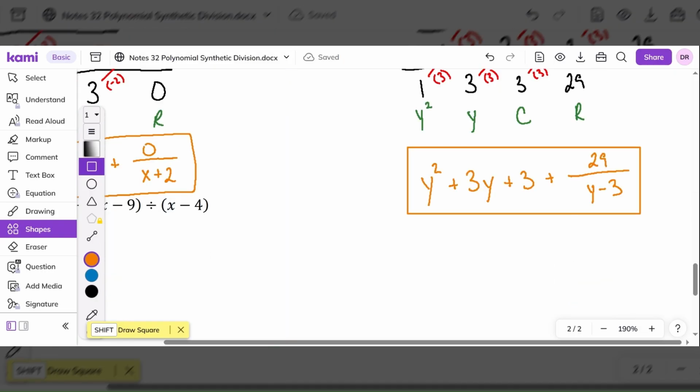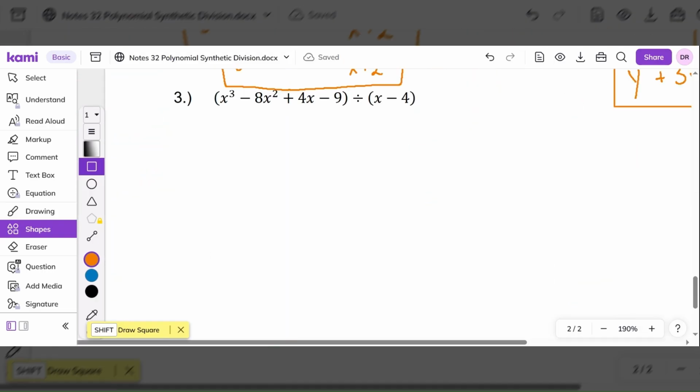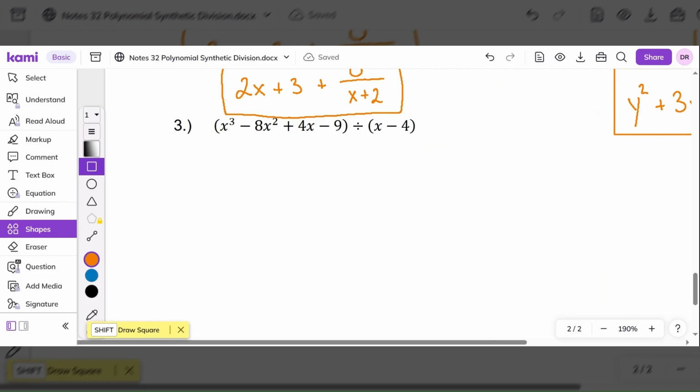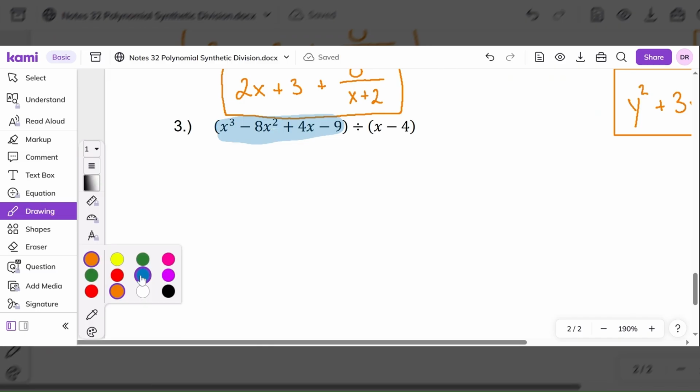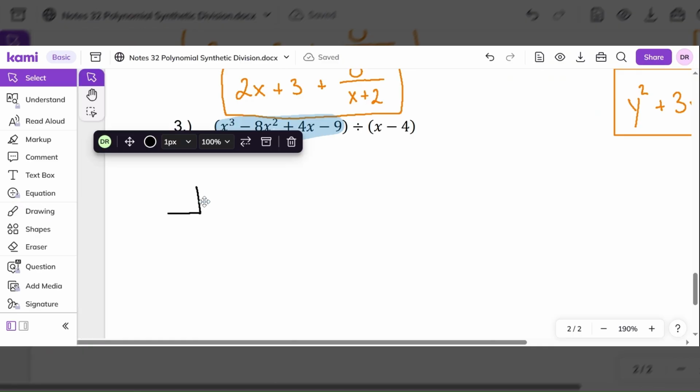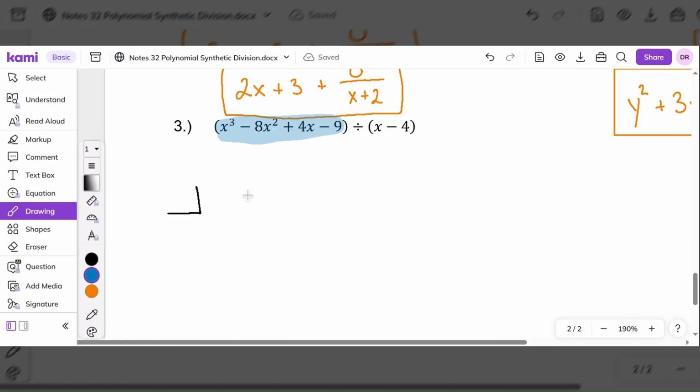Okay, I'm going to go through one more of these and then we should be set. So let's try this out again. In our polynomial here, we've got x to the third minus 8x squared plus 4x minus 9. Let's write all these out here. So we have our magic box. We'll set that up. Okay. After that magic box, maybe we start with that this time.